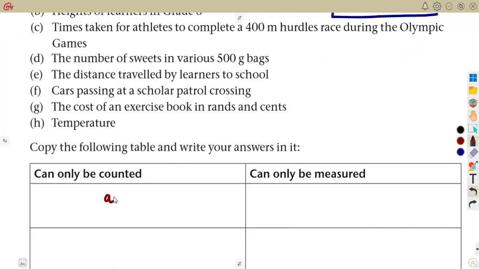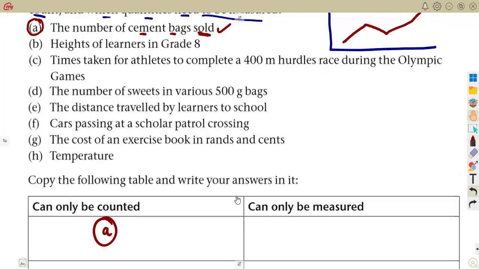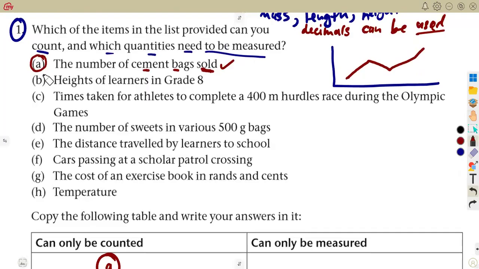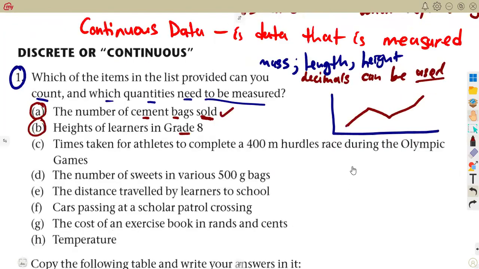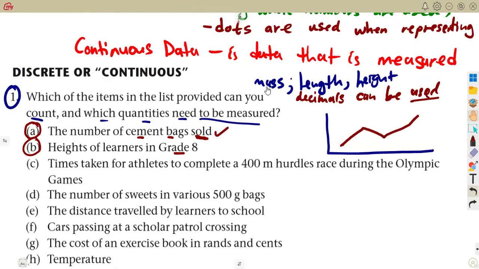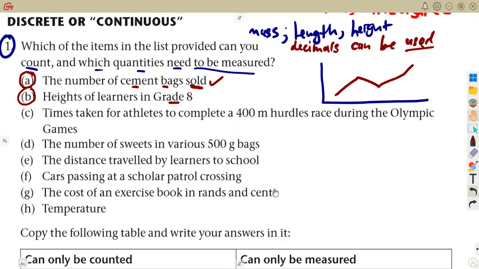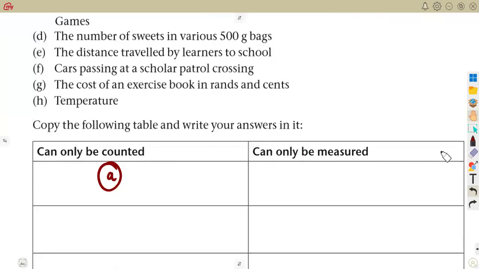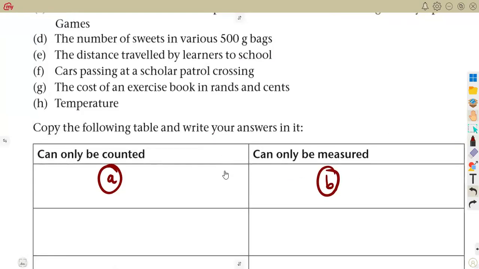We have got A there. Like I said, you are supposed to write it the way it is, number of cement bags sold, but here I'm just going to tell you that it's A. All right, let's move on to B, which is the heights of learners in grade 8. The heights. You measure height, length, mass. It's measured. So B, representing the height, can only be measured.